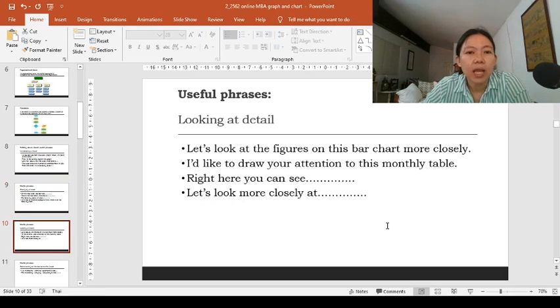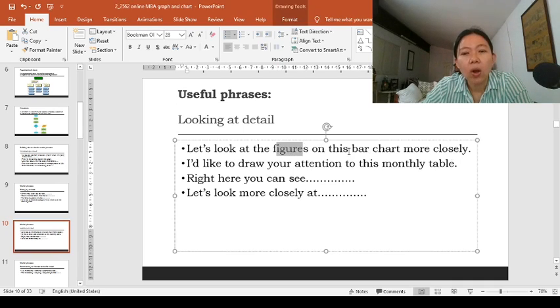Next, if you would like the audience to look at some details on the visuals, or in case you would like to highlight some information, you can use the following sentences. Let's look at the figures on this bar chart more closely. So you would like the audience to focus on the figures on the bar chart. Or you can use a sentence like, I'd like to draw your attention to this monthly table. So here are the useful phrases for looking at details or highlighting some information.